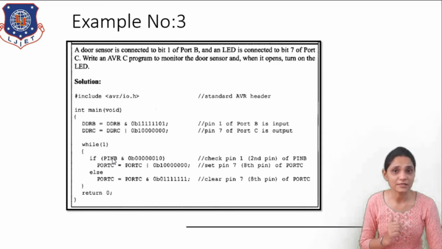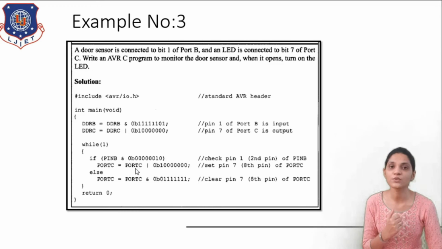Then we have to check that bit. For this, we are using this condition: PINB AND 0b00000010. We have to check the first bit, that is actually the second pin. We do ANDing with 1 of that particular port's data, and if your result is 1, that means your pin is on. And at that time, when it is on, you have to turn on the LED. That means you have to send port C's 7th bit as a 1. So we will do the ORing operation on port C with the data 0b10000000. It will make this 7th pin a 1. Okay, that means your LED is going to be on.